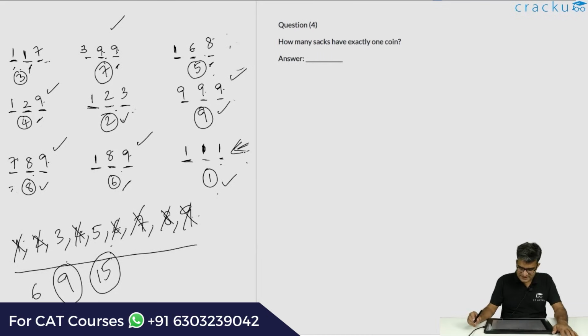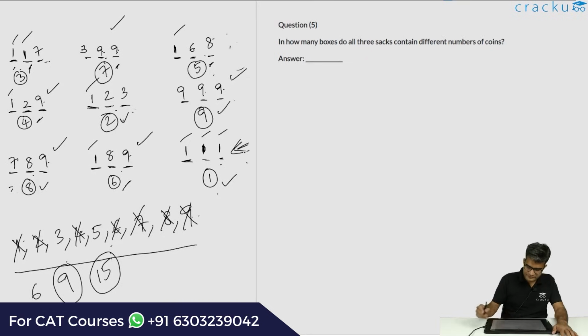How many sacks have exactly 1 coin? 1, 2, 3, 4, 5, 6, 7, 8 and 9. In how many boxes do all the 3 sacks contain different number of coins? That is the case here. 1, 2, 3, 4 and 5.